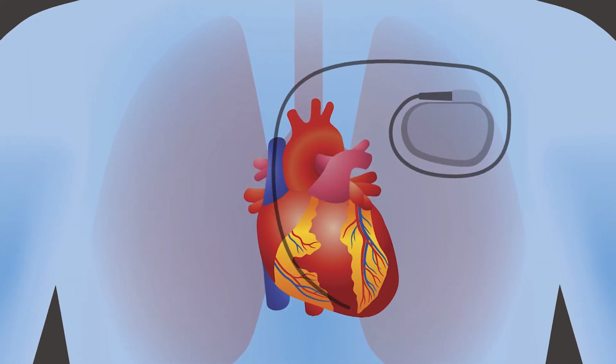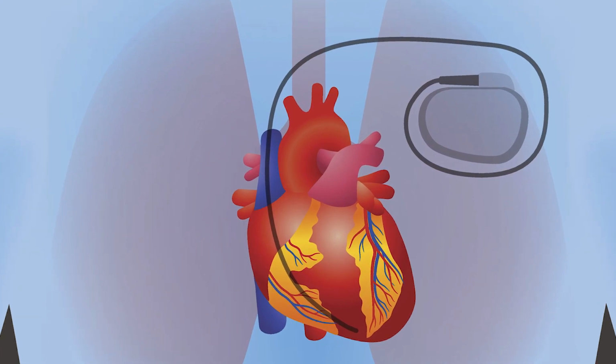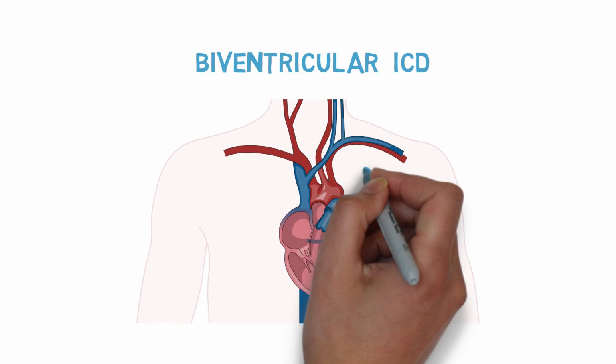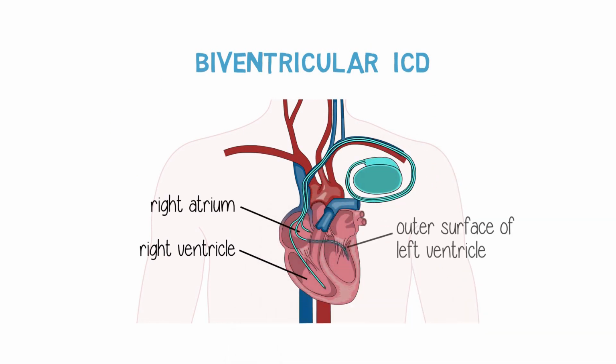The device is connected with wires or leads to the heart, and we place the leads by puncturing a vein in the chest, and then we lead that with X-ray images to the heart. ICDs either have one lead in the right ventricle or a second lead in the right atrium, and sometimes a third lead which is in the outer surface of the left ventricle. This third lead is used to resynchronize the ventricle and improve heart failure in some patients.